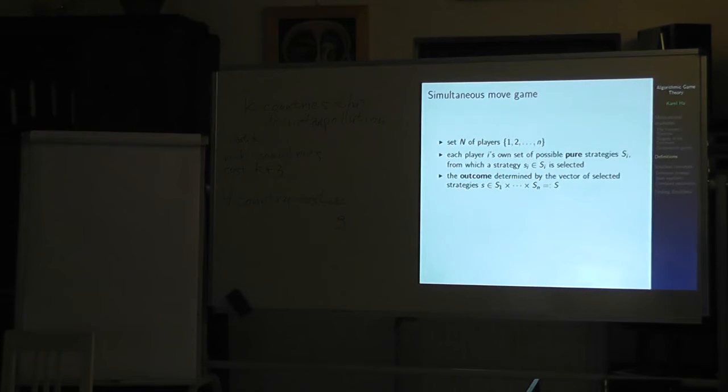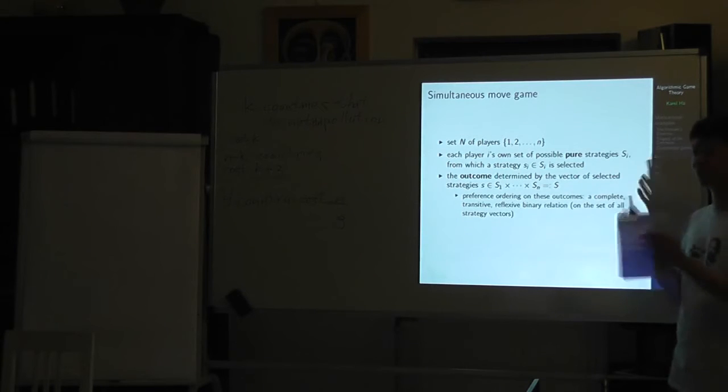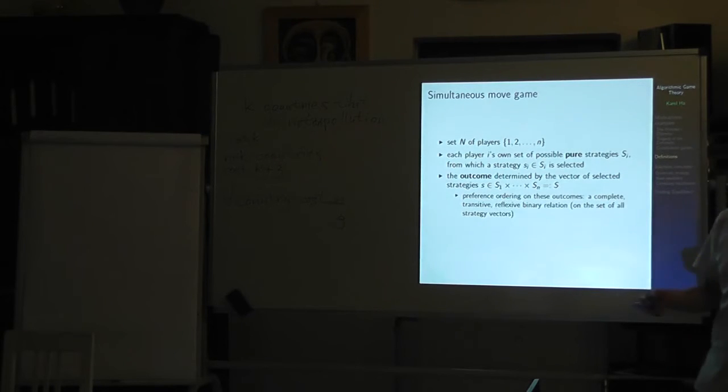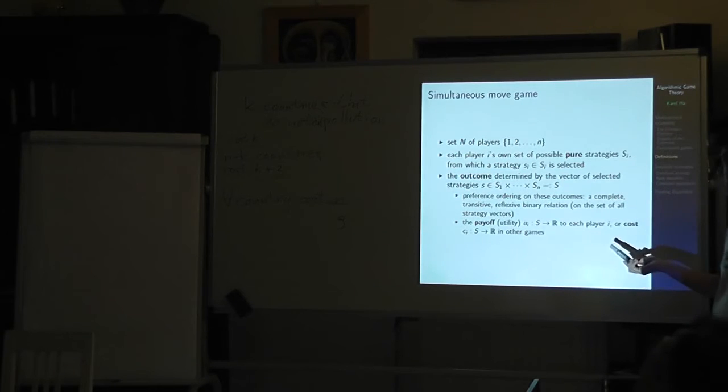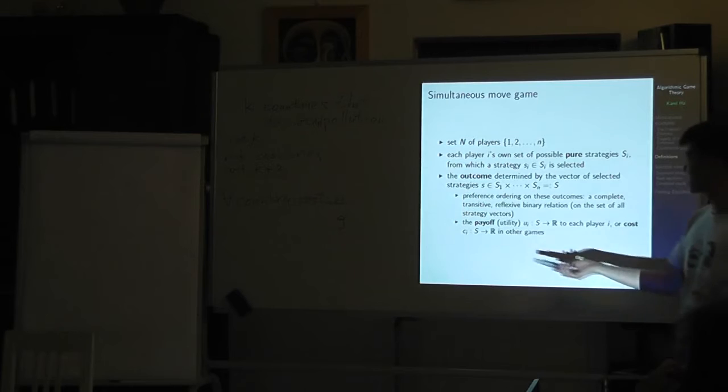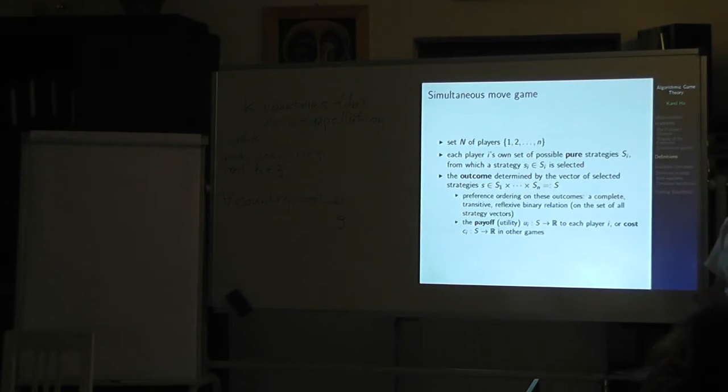And the important thing is that each player has some preference on which outcome is better or worse for him. So, for example, in the congestion game, every player would prefer to go through different nodes than go through the same. But usually, we have outcomes represented by some function to real numbers. So it depends on your point of view. You either have a payoff, which is money you get, or you can have a cost function, which is money you would lose. But we can see that they are equivalent because we can just switch the sign of the number.